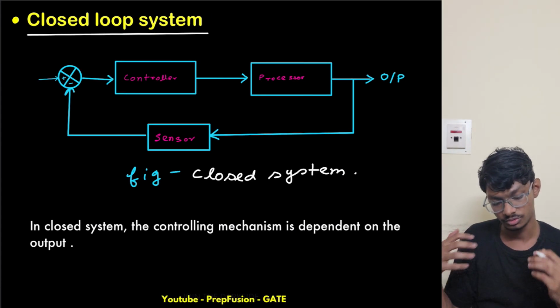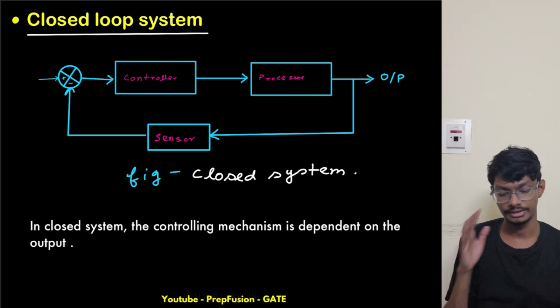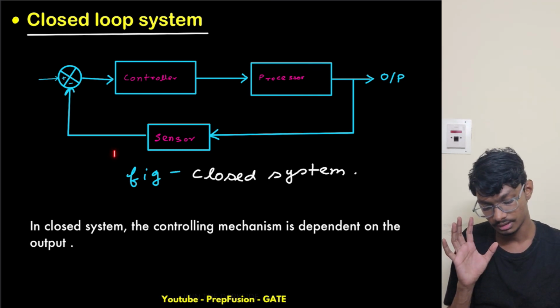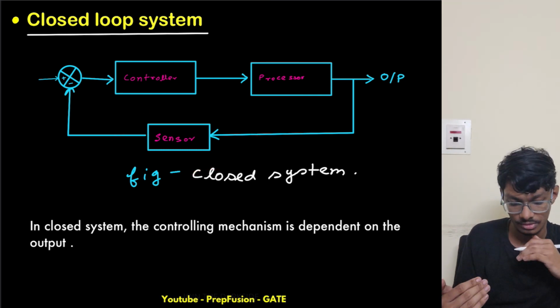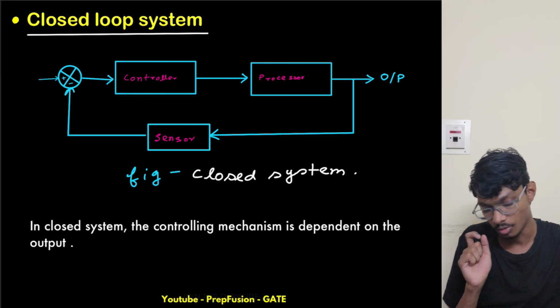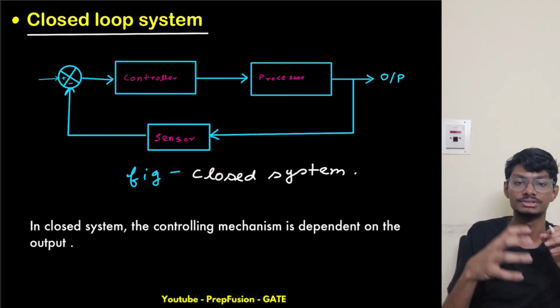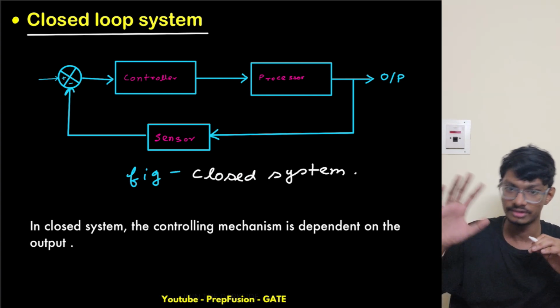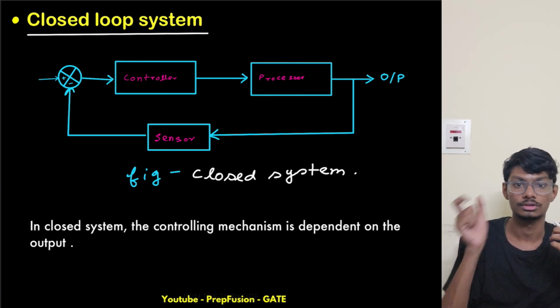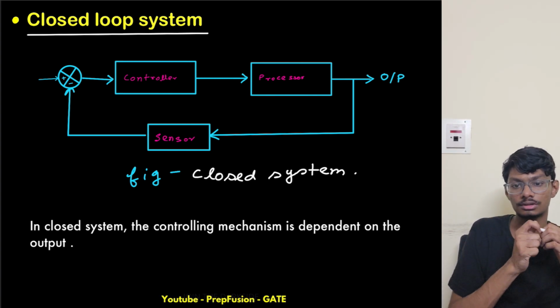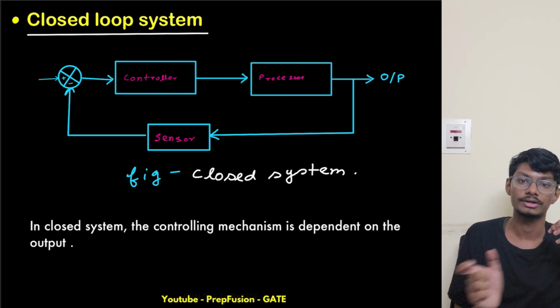So what do you mean by closed loop system? So in a closed loop system, we have a controlling mechanism that is dependent on the output. We have a sensor that measures the output and feeds it back to the input, to the controller, right? And the controller makes it so that we get to our desired output.